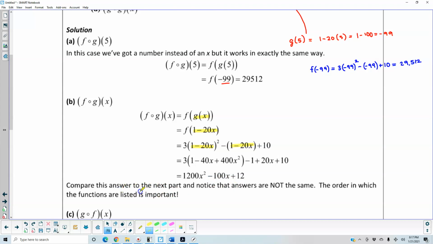Now compare this answer to the next part and notice that the answers are not the same. The order in which the functions are listed is very important.